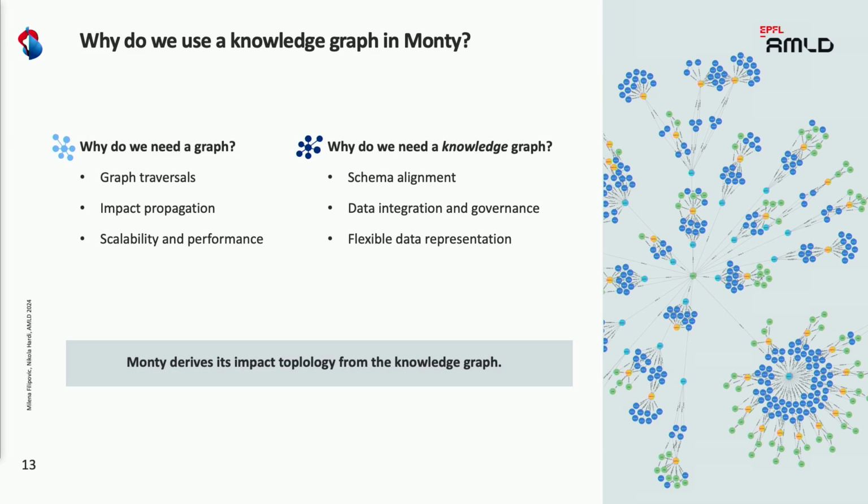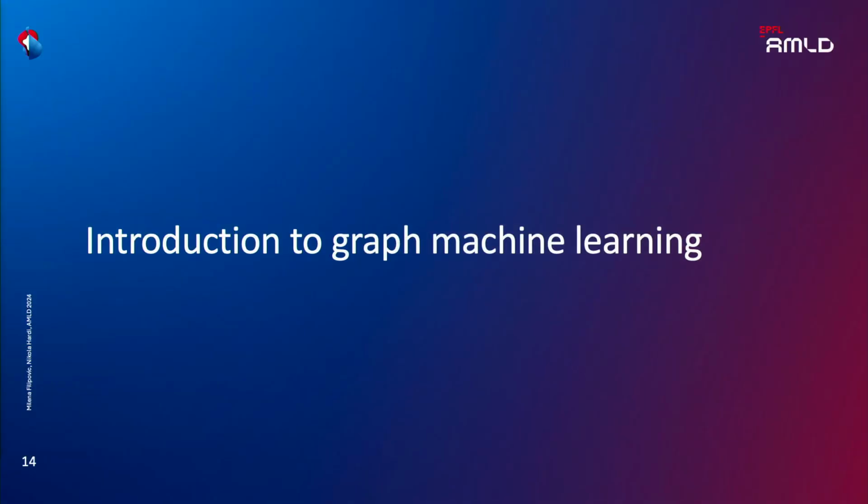So, in conclusion, we use a knowledge graph because it allows us to encode implicit knowledge and enables reasoning in a complex environment. For us, that means deriving impact from alerts and changes to customers and products. And with that, I hand over to Nicole.